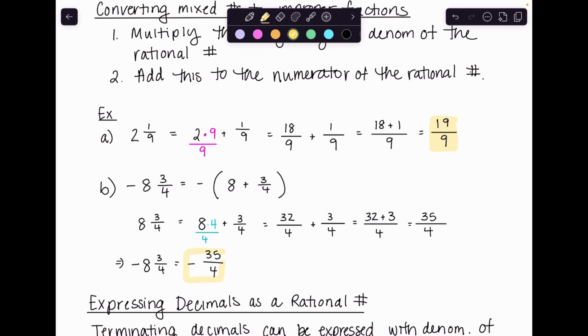So again, just be cautious of that. But just to show you, this results in the same thing. Really, you do the same process. You need a divide by 4, so you times it. So you get 32/4 plus 3/4. And then adding those together gives me 35 in the top and a 4 in the bottom. So just ignore that minus sign until the very end, okay?